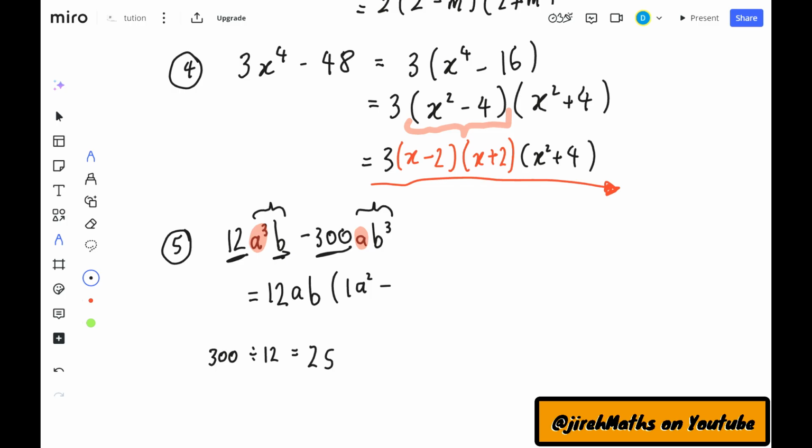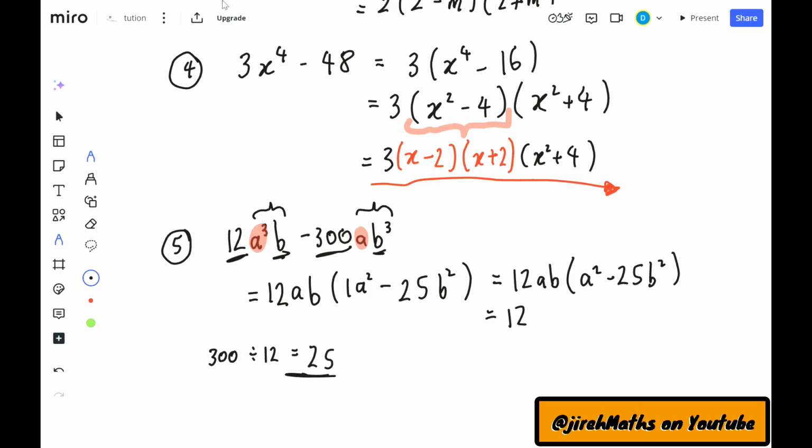Then I'm going to say minus. 12 goes into 300, or 300 divided by 12 is 25, so that becomes 25. If I take out the a from there, I'll be left with nothing. Then if I take out the b from b cubed, I'll be left with b squared. So this is simply 12ab into a squared minus 25b squared. That we know is difference of squares. So that becomes a minus 5b, a plus 5b.